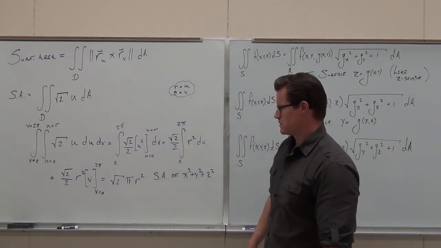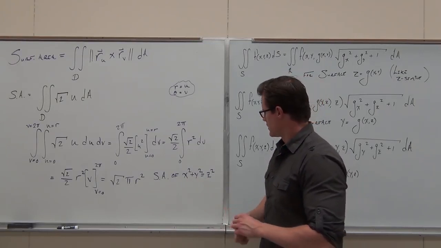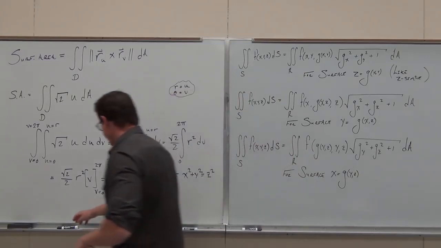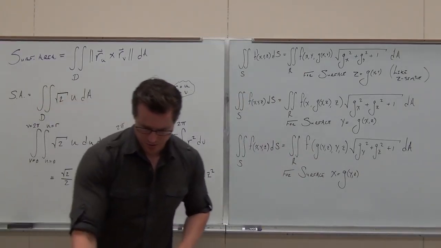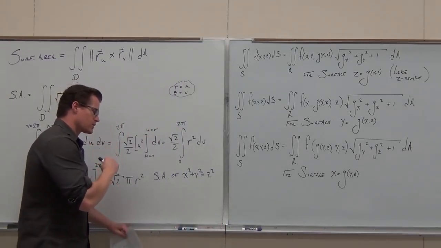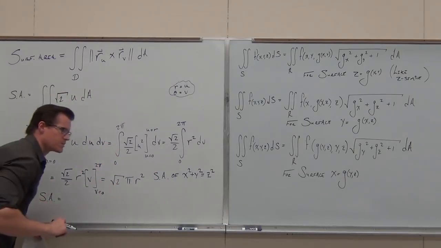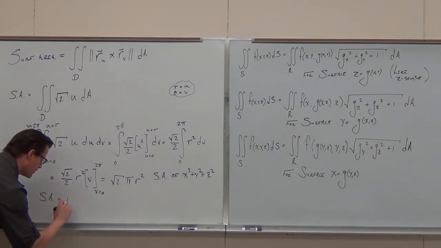Now, what if we do it a different way? How about this? Check this out. If that's a cone, and I go, well, if I let this equal r squared, which I'm going to do that. So I want you to check. Here, watch. If you look up surface area of a cone, like Google it or something.